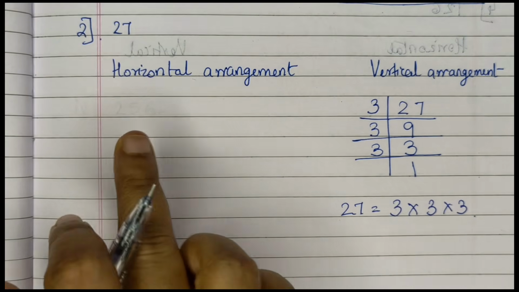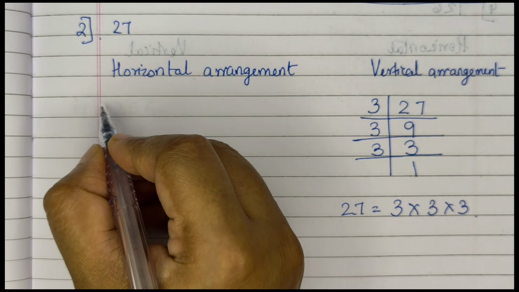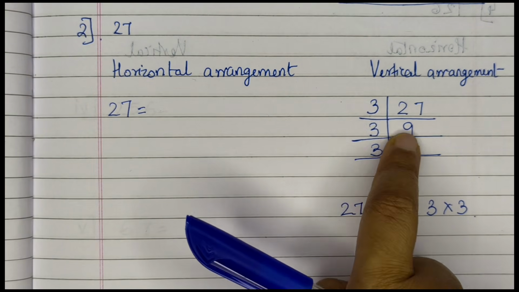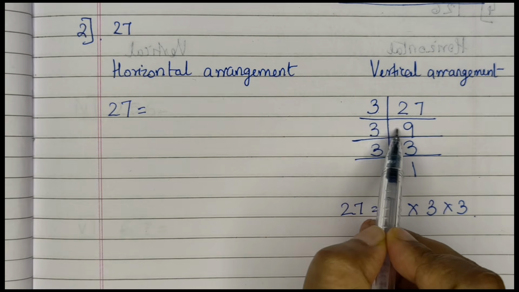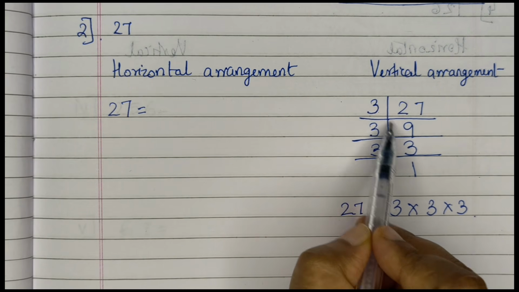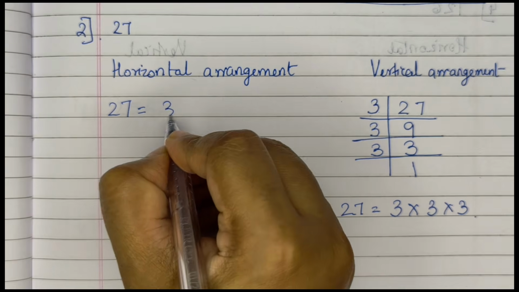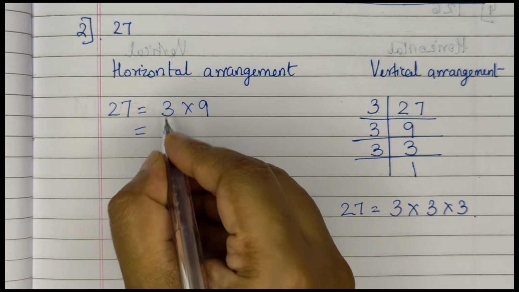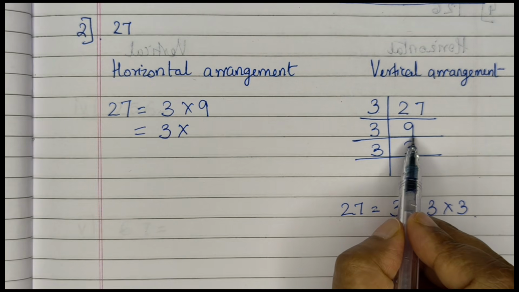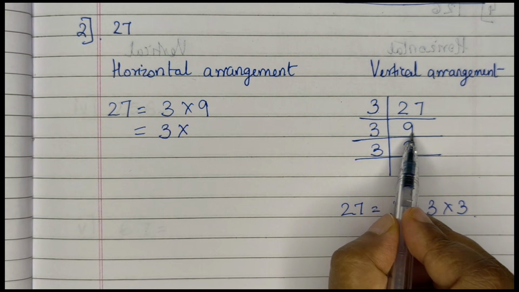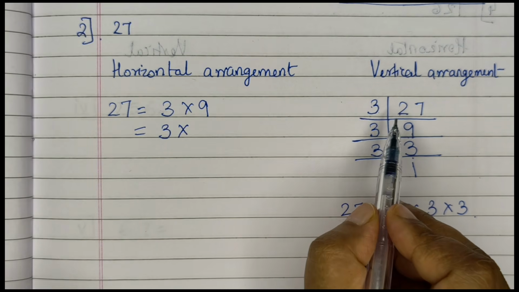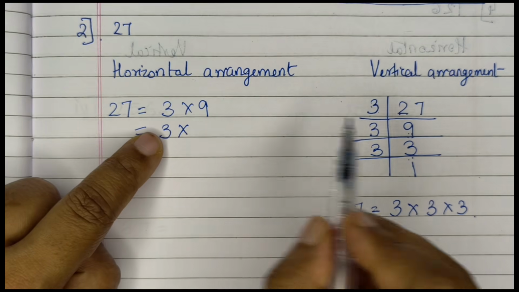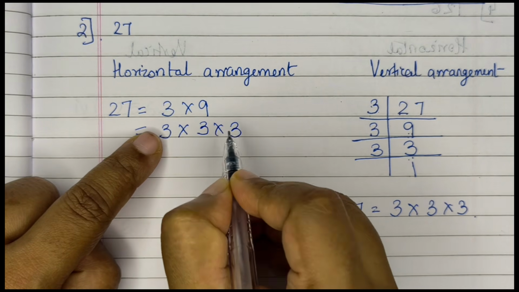Same way, look at this and do this. Now see this. For the horizontal arrangement, write 27 as it is. First, what did we take? 3 nines are 27. So first just write 3 multiplied by 9. Next step is to bring this 3 down. 9, how did we split 9? 3 threes are 9. So write 3 multiplied by 9. Next 3 bring down as it is. 3 threes are 9. So instead of 9 we will write 3 threes.